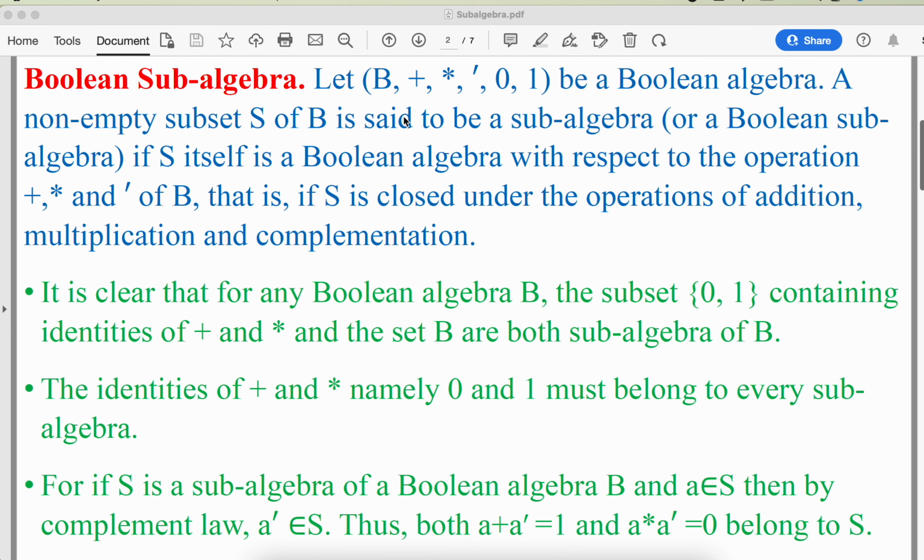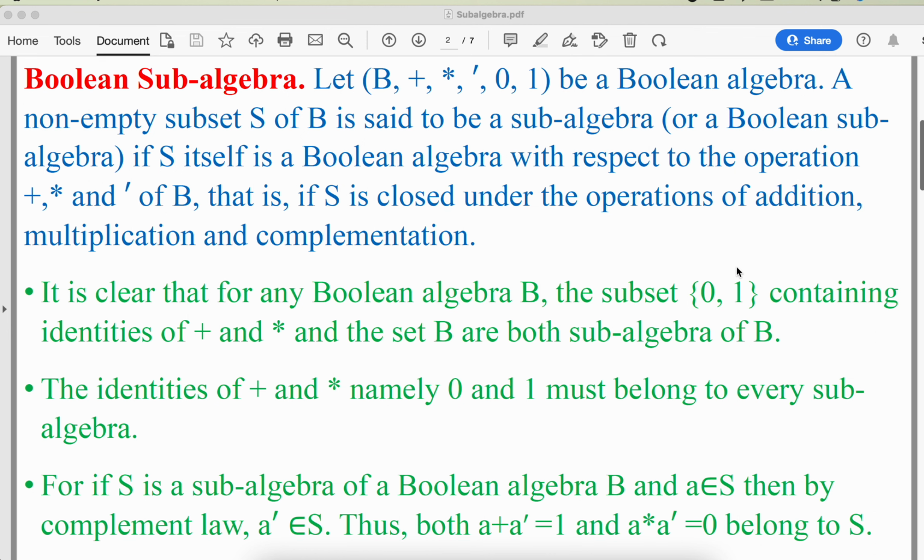So it is clear by the definition that for any Boolean algebra B, the subset {0, 1}, where 0 is the identity element with respect to addition and 1 is the identity element with respect to multiplication, is a Boolean subalgebra of B. Also, B itself is a Boolean subalgebra of B. It means the sets {0, 1} and B are both subalgebras of B.